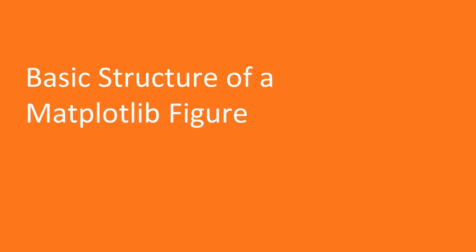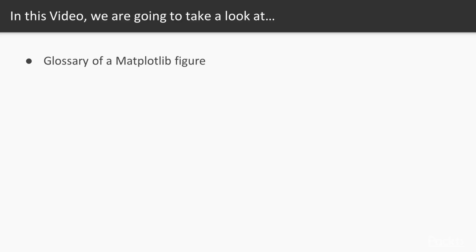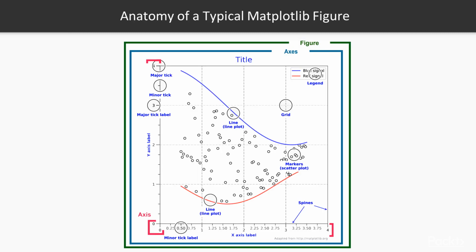Now we move on to the first video of this section that deals with the basic structure of a Matplotlib figure. In this video, we will have a look at the glossary of a Matplotlib figure. A basic Matplotlib figure is made up of multiple components common to different plot types. It will be useful to familiarize ourselves with the terminologies, as we will be using them frequently in plotting. To get you up to speed, we have prepared a glossary of these basic objects.